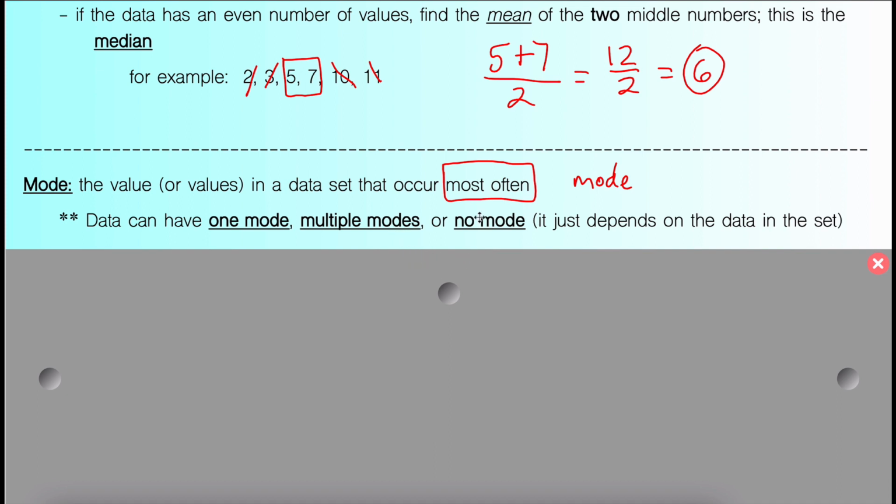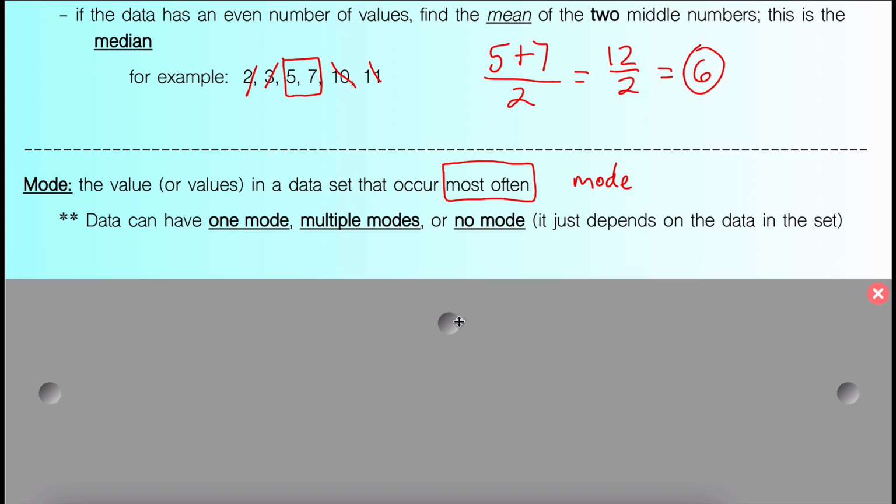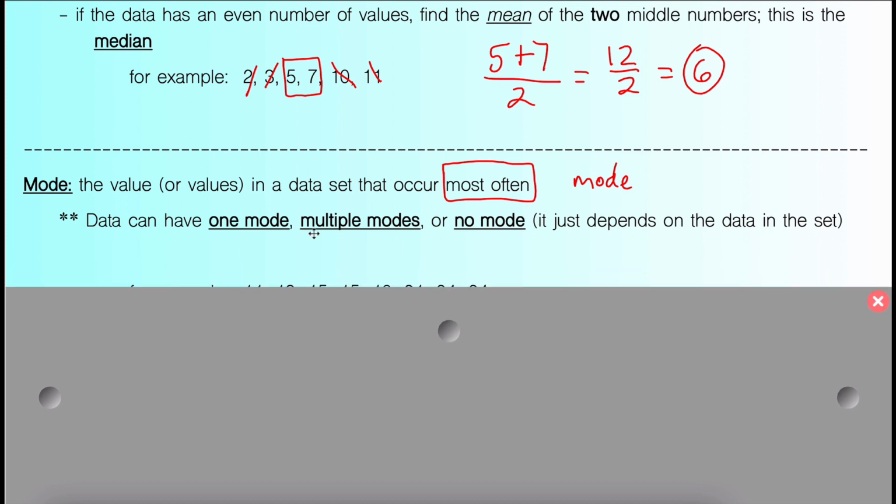You could also have a set of data where there are multiple numbers that occur most often. So let's say we had, for this example, 3, 3, 3, 4, 4, 5, 7, 9, 9, 10, 10, 10. The two numbers that occur most often are the 3s and the 10s. There are 3 3s and 3 10s, which means there are two modes, two numbers that occur most often.